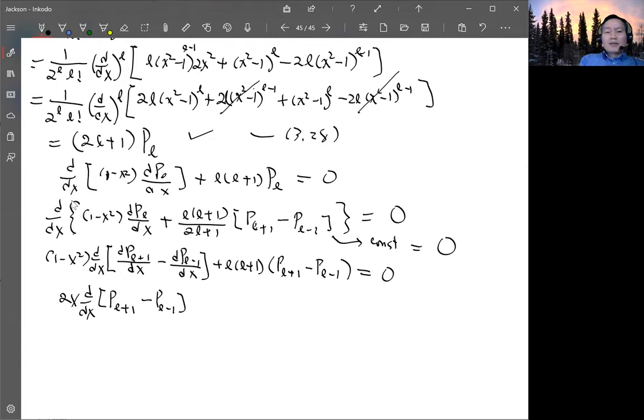Okay, and then move this term to the other side. Moving the other one to the other side will give you: this one is minus the first one, L plus 1 times L plus 2 times P sub L plus 1, and the other term would be plus L minus 1 times L times P sub L minus 1.